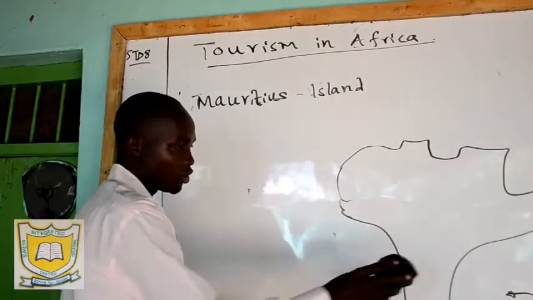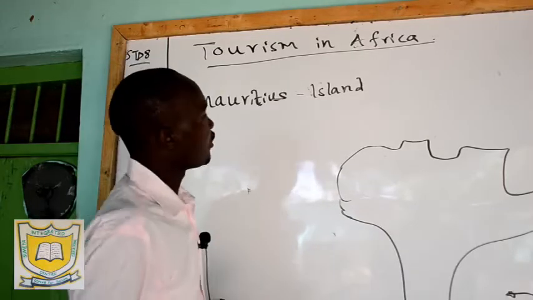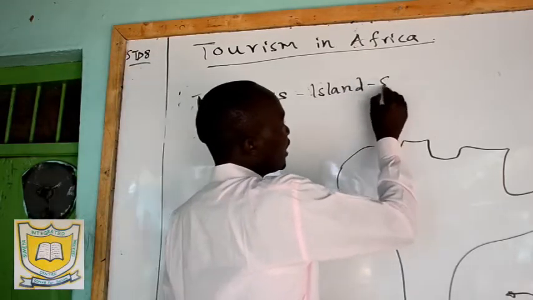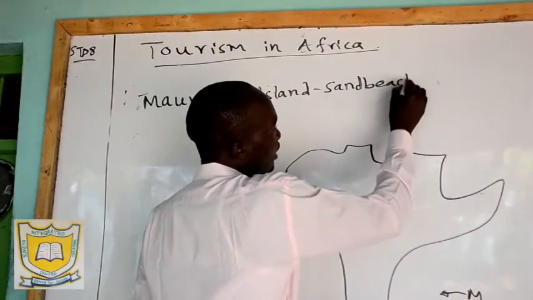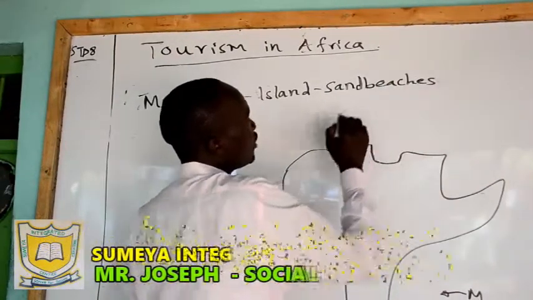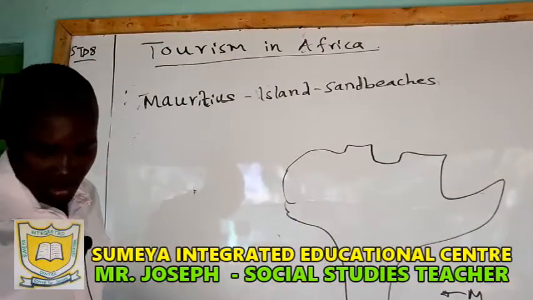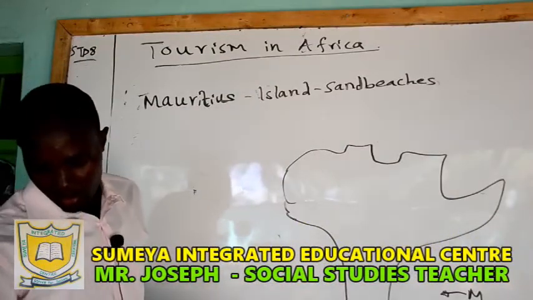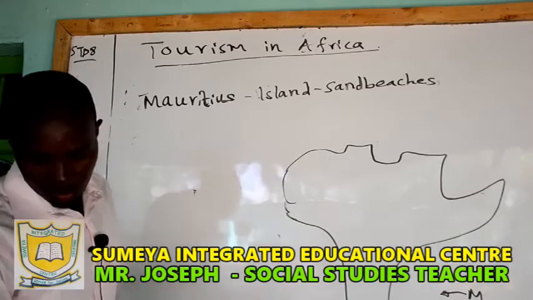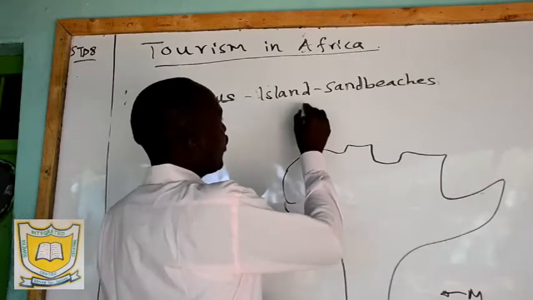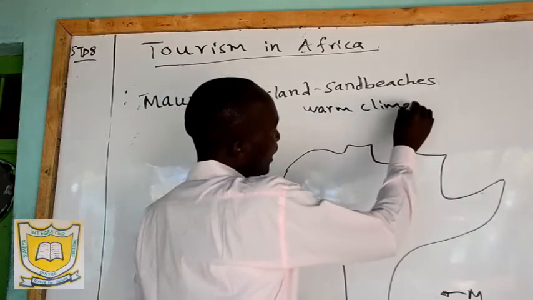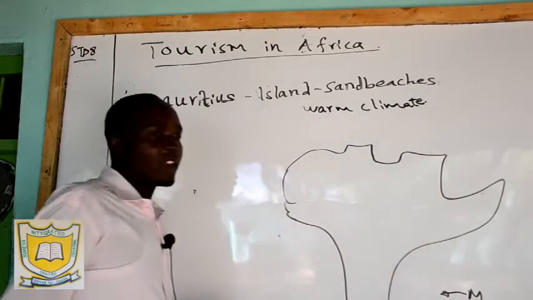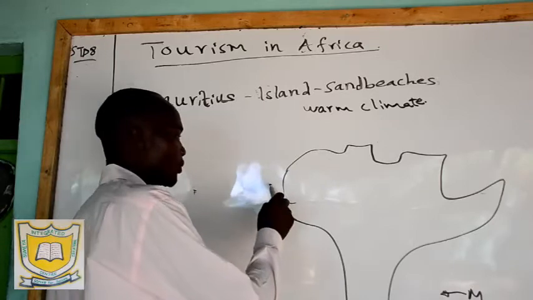Because Mauritius is an island, one of the tourist attractions is sandy beaches, because it's found along the coast. So sandy beach is one of the tourist attractions in Mauritius. Then we have also warm climate. We said that most of Africa lies in the tropics.